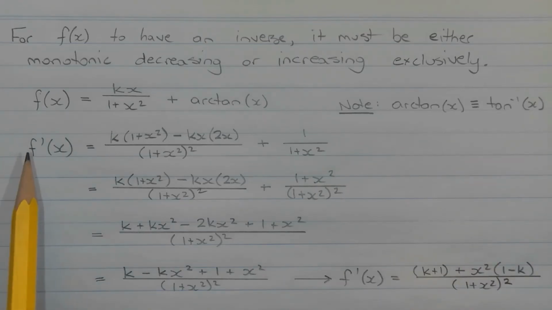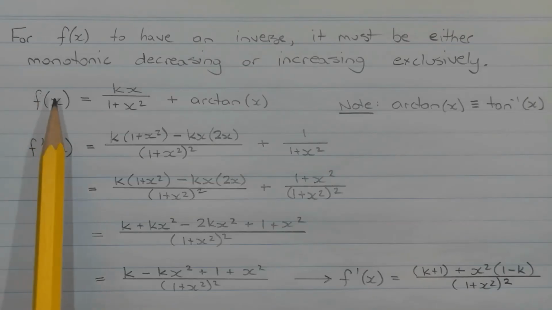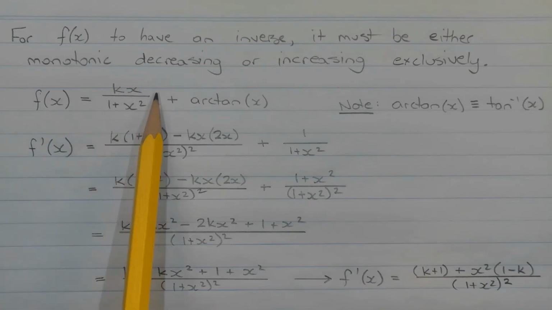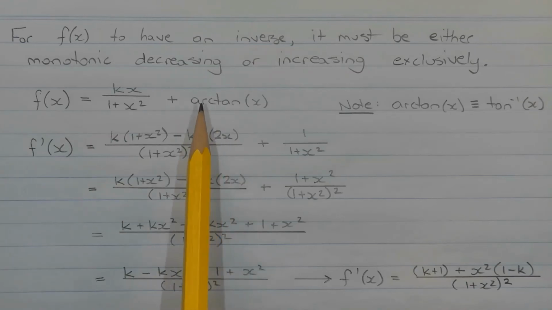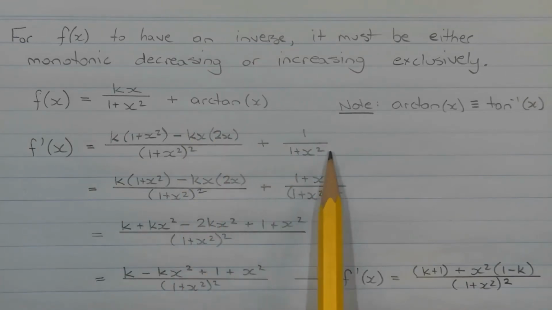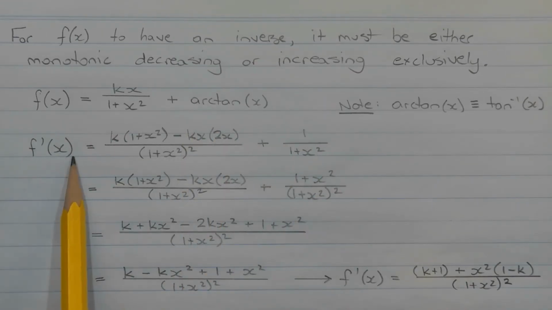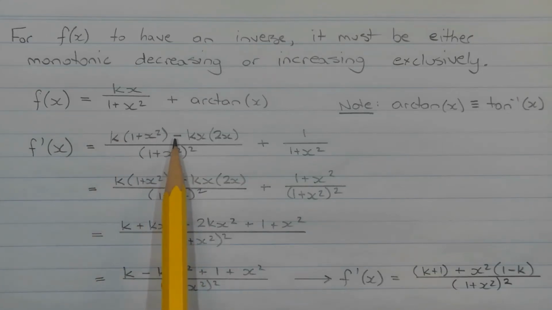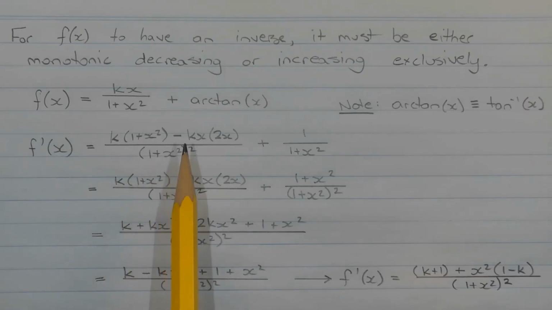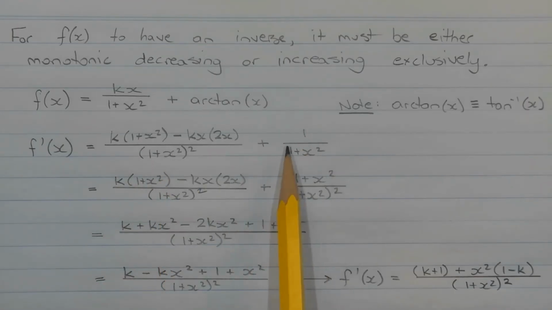Now, we need to find the first derivative, f dash of x, so differentiating f of x with respect to x, applying the quotient rule to the fraction here. Since we have a function of x in the numerator and the denominator, and the derivative of arctan of x is simply 1 over 1 plus x squared, we get f dash of x is equal to k times (1 plus x squared) minus kx times (2x) over (1 plus x squared) to the power of 2, plus 1 over 1 plus x squared.